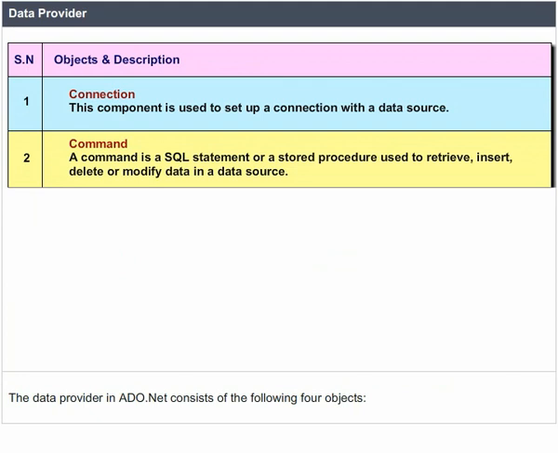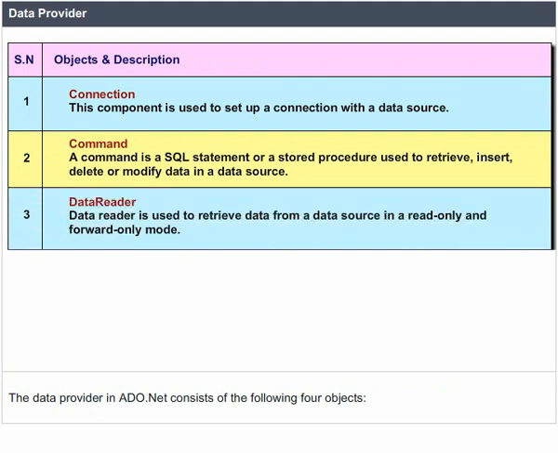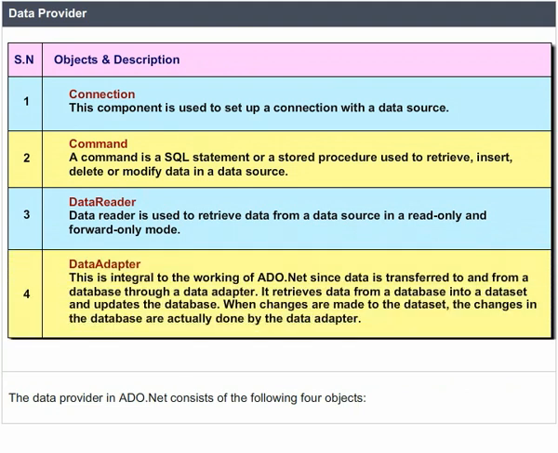Data reader. Data reader is used to retrieve data from a data source in a read-only and forward-only mode. Data adapter. This is integral to the working of ADO.net since data is transferred to and from a database through a data adapter. It retrieves data from a database into a data set and updates the database. When changes are made to the data set, the changes in the database are actually done by the data adapter.